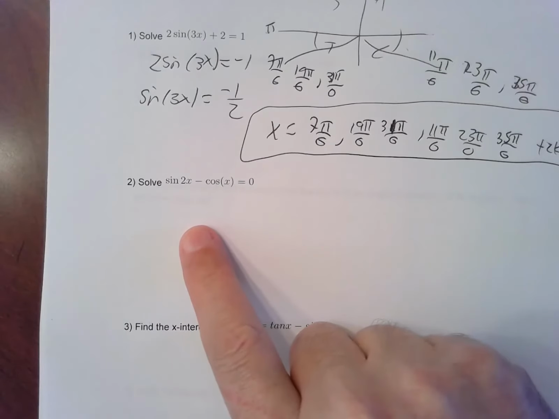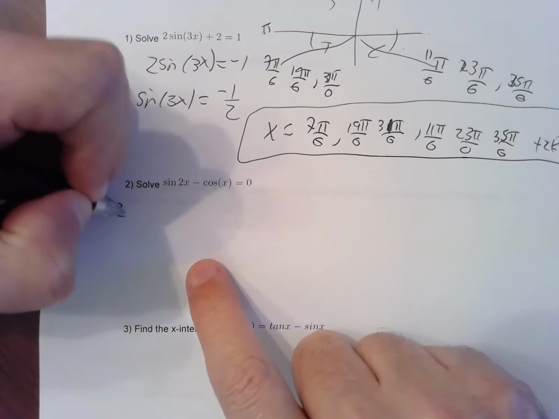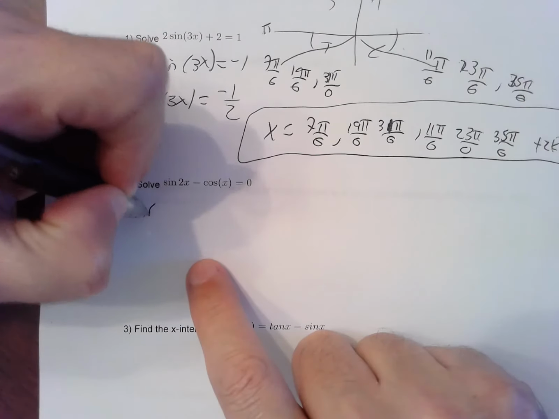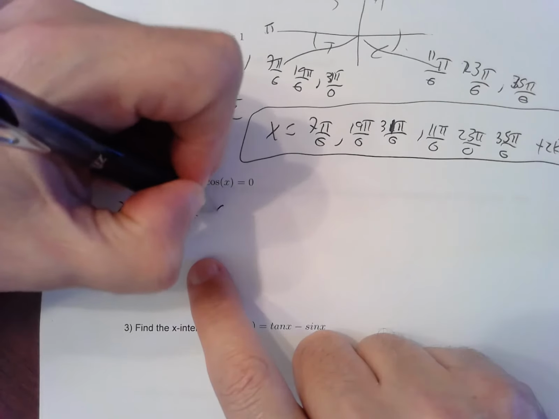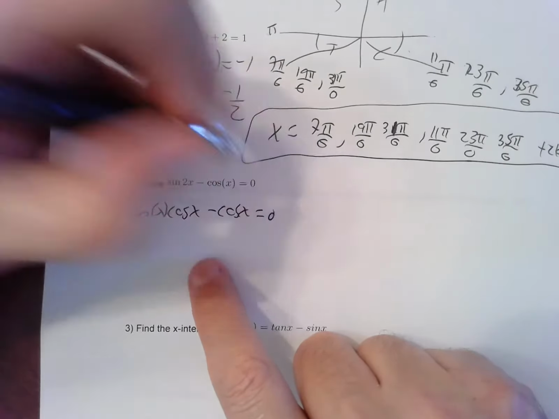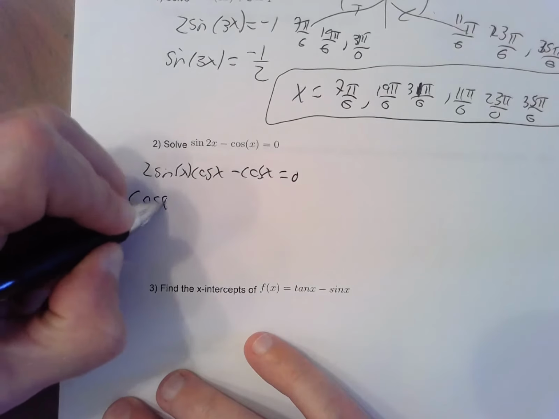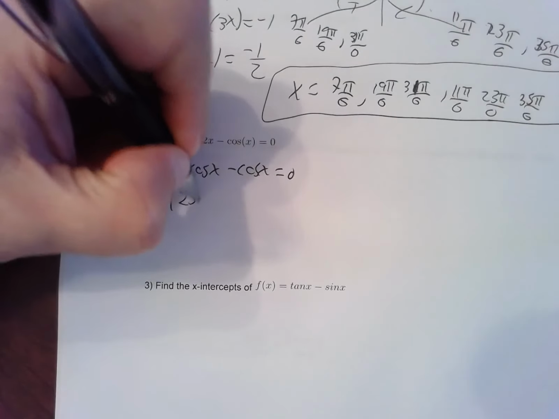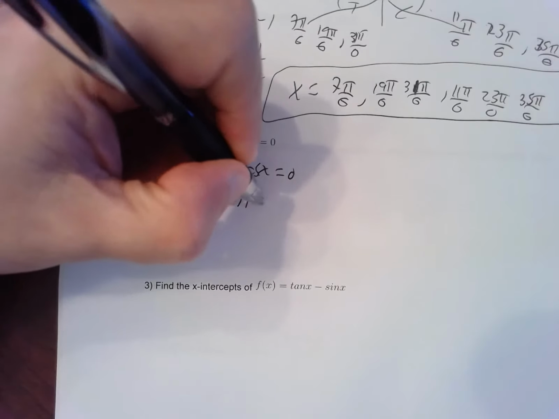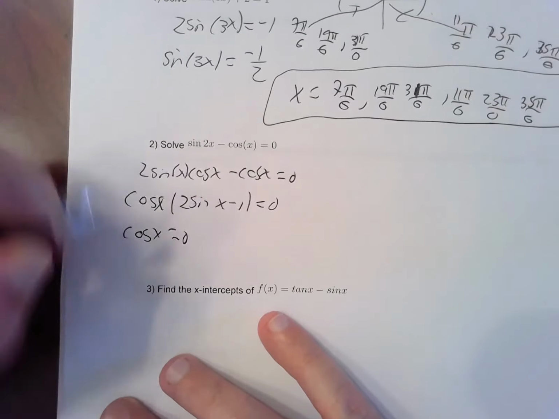Okay, here we want to solve this. The best thing to do is probably use the double angle formula and convert that sine of 2x to twice sine x cosine x, minus cosine x equals 0. Factor out that common factor, cosine x. If you have a non-linear trig equation, I guarantee you're going to be factoring. So I want cosine x equals 0.